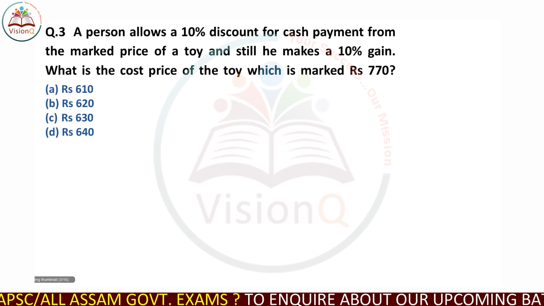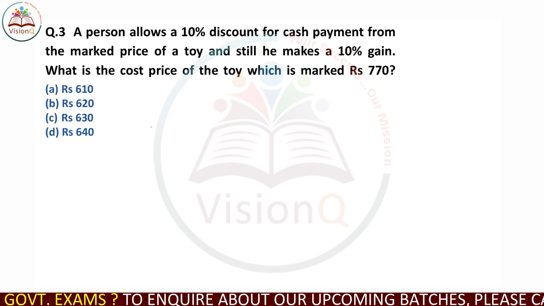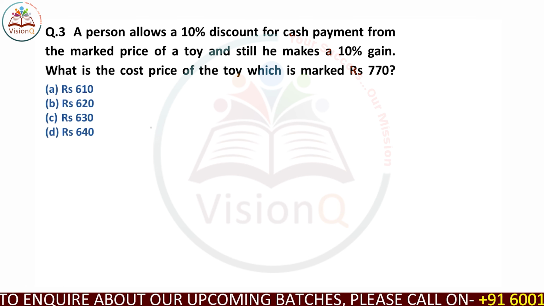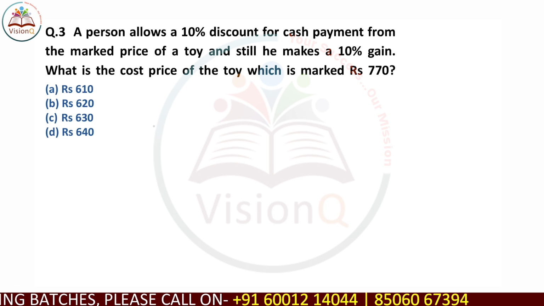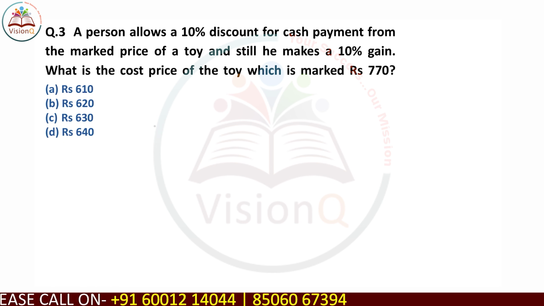So next, students, in front of you is question number 3, a very important question based on the concept of profit, loss and discount. It says that a person allows a 10% discount for cash payment from the marked price of a toy and still he makes a gain of 10%. Now, discount is always on the marked price.